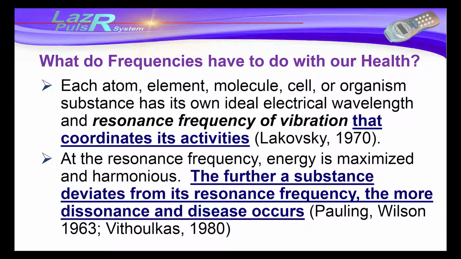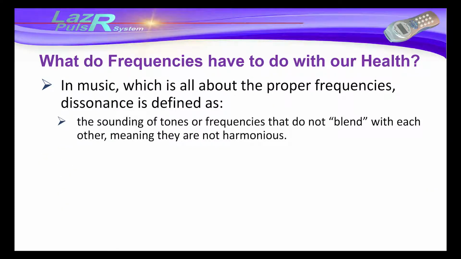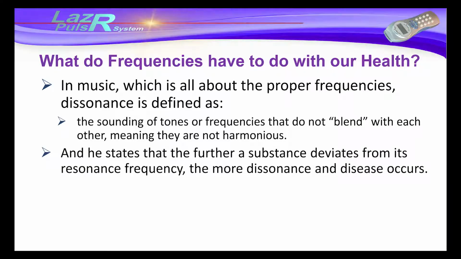activities. And Pauling in 1963 stated that at the resonance frequency, which would be the proper frequency of any given substance, energy is maximized and harmonious, or balanced. And he goes on to say that the further a substance deviates from its resonance frequency, the more dissonance and disease occurs. In music, which is all about frequencies, dissonance is defined as the sounding of tones or frequencies that do not blend with each other, meaning they are not harmonious. And he states that the further a substance deviates from its resonance frequency, the more dissonance and disease occurs.